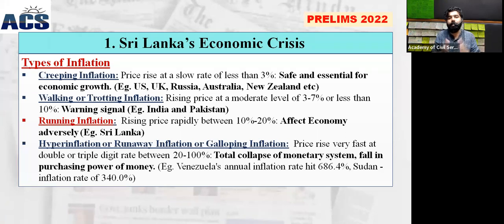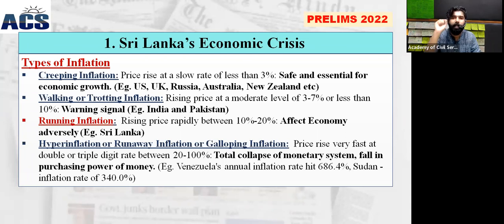So we have a concept in inflation, that is, types of inflation according to the rise of prices. You can see 4 types of inflation here. One is creeping inflation, second is walking or trotting inflation, another is running inflation, and another is hyperinflation, or runaway inflation, or galloping inflation. These are the 4 types of inflation on the basis of the percentage rise of price. The first one is creeping inflation.